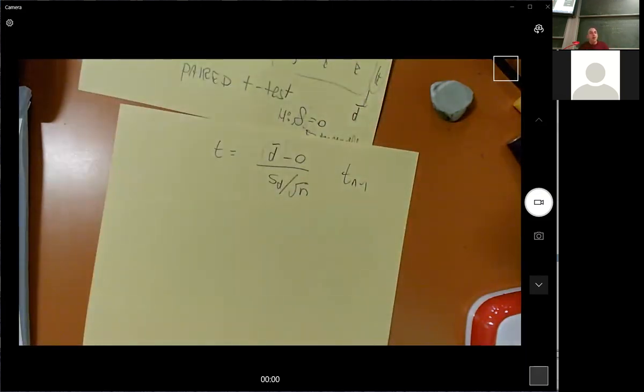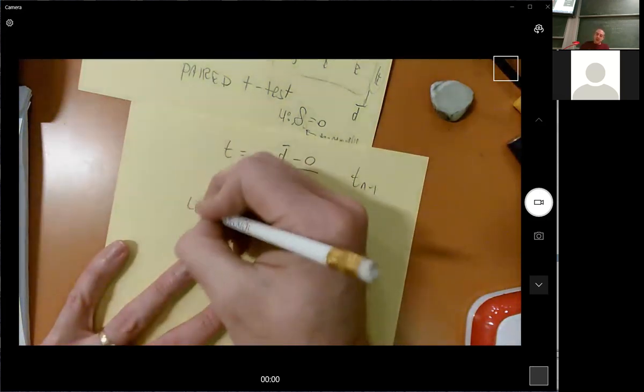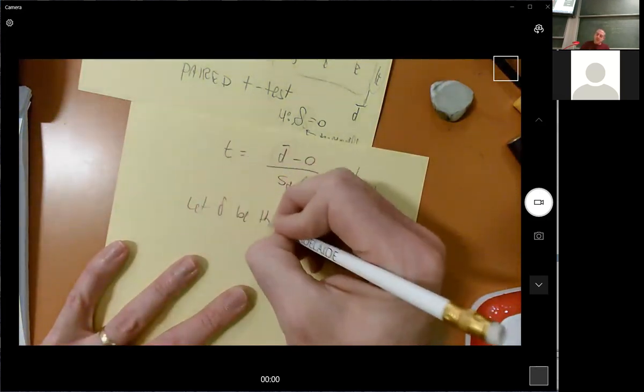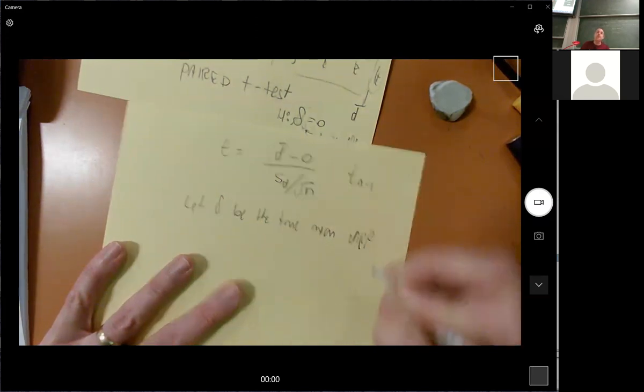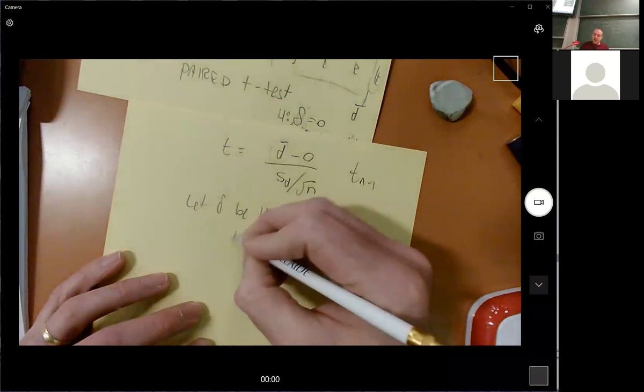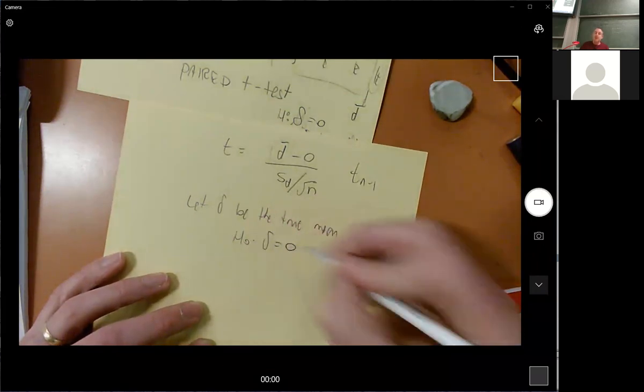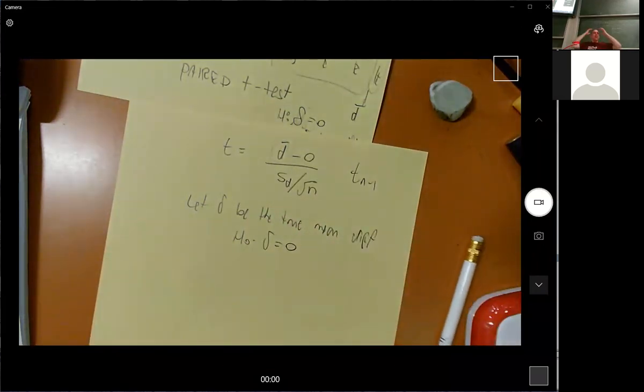But when you talk about the null hypothesis, you'd say, let delta be the true mean difference, then the null hypothesis is that delta is 0. Now, you're probably not going to be able to write that sort of stuff in your exam, but that's the idea. You're supposed to tell them what the delta stands for.